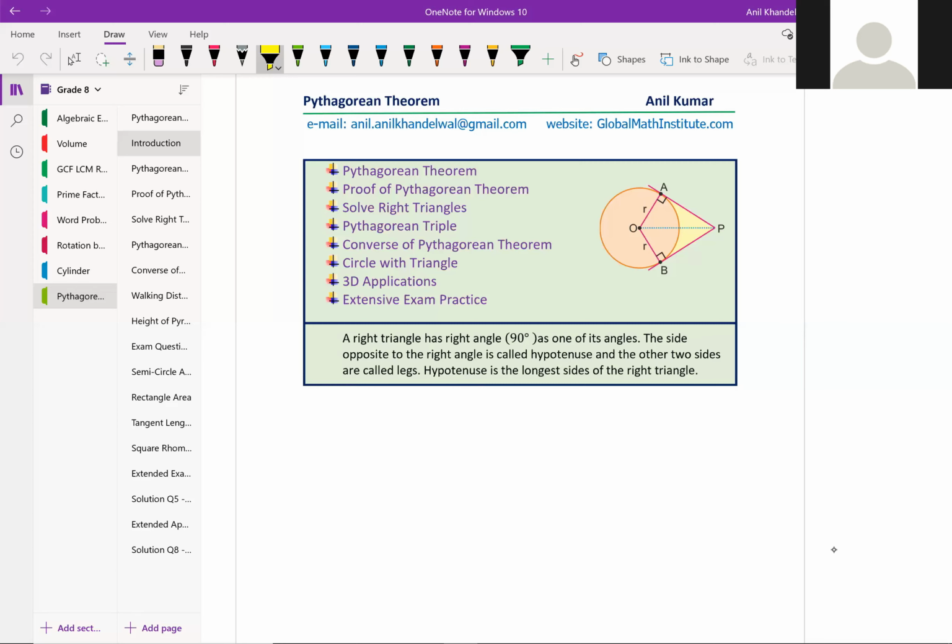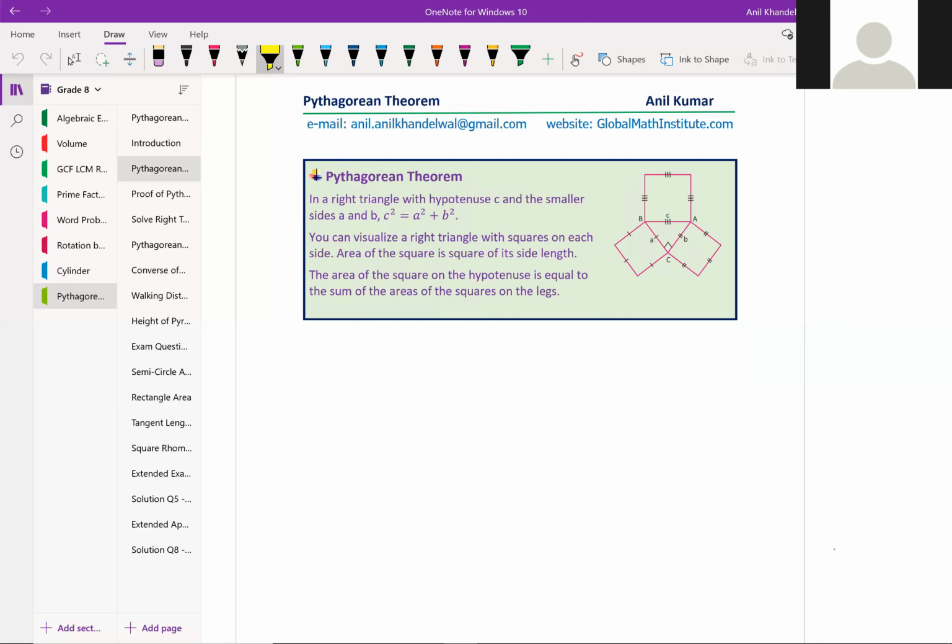So basically, a right triangle has a right angle, which is 90 degrees, as one of its angles. So any triangle having one of the angles as 90 degrees is called a right triangle. The side opposite to the right angle is called the hypotenuse, and the other two sides are called legs. Hypotenuse is the longest side of the right triangle. Perfect. So let's see how to visualize a Pythagorean theorem setup.